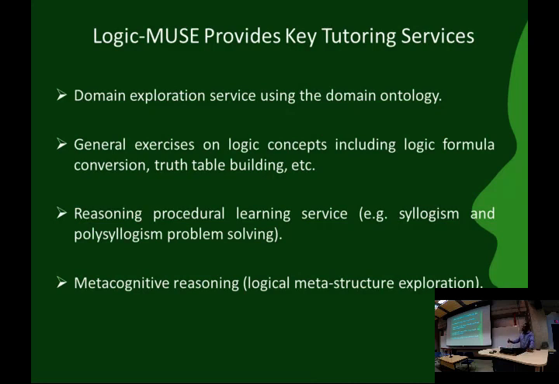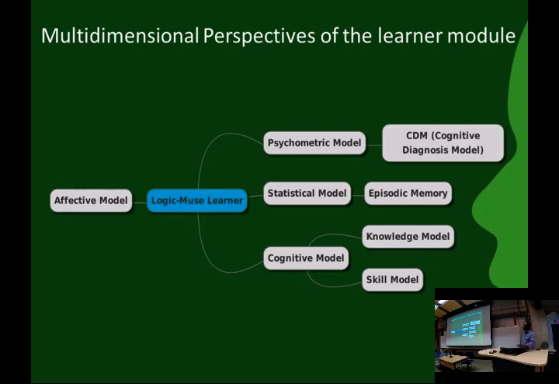Of course, the main service here is the reasoning procedure learning service, where the student will be provided some problem-solving situations that involve reasoning procedures, and he will try to do it with the help of the system. And also, we have a space where students can be made aware of some metacognitive situations. We will see all that in the implementation, next in my talk. But before that, I would like to give more information about the student model.